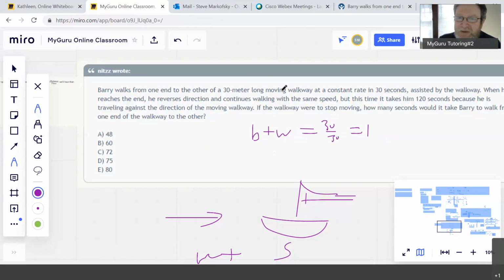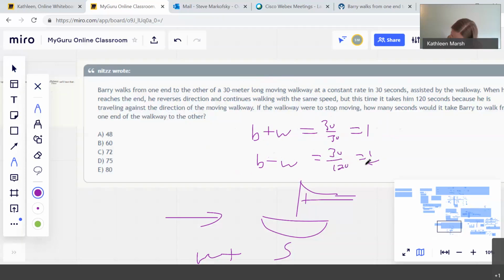Because here we've got our distance per time, which gives you your rate. So your rate is 1, going in one direction. Now if it's going against the walkway, what happens then? It's 30 over 120, right? It's going against him. 30 over 120 equals 1/4. Now you've simply got simultaneous equations here.